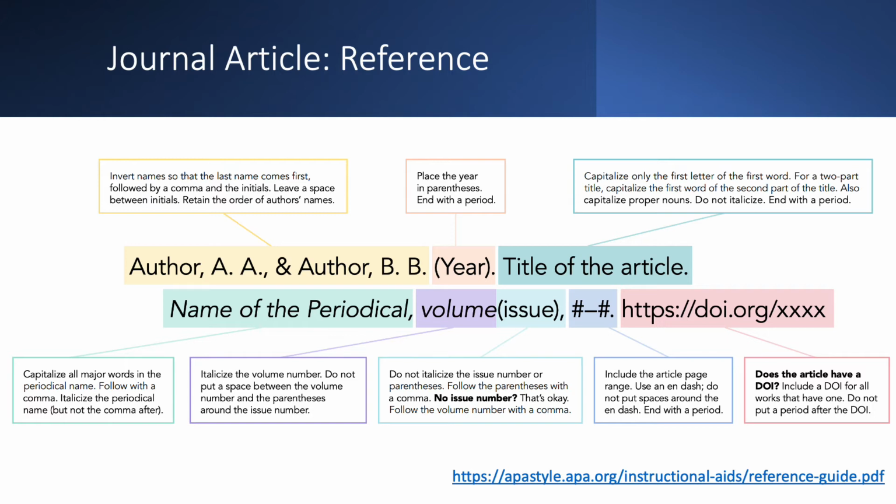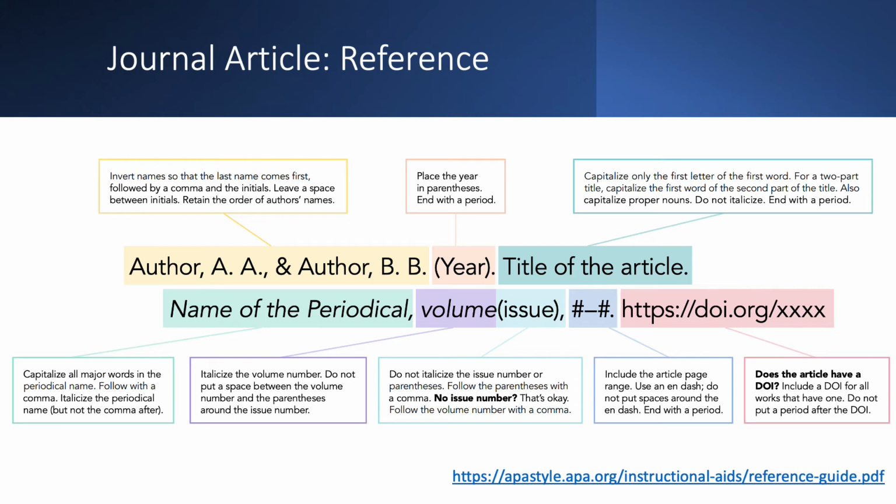Finally, if the article includes a DOI, that's the digital object identifier, then you include that URL for that article. It typically is doi.org/ a series of numbers and letters that is a unique identifier for that article. If it does not have a DOI, if it has just a stable URL that points people to the open web where they can find that article, then you can include that.